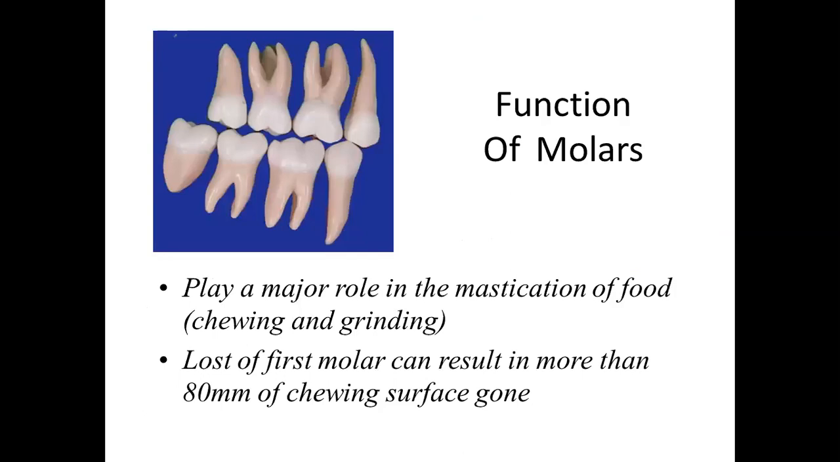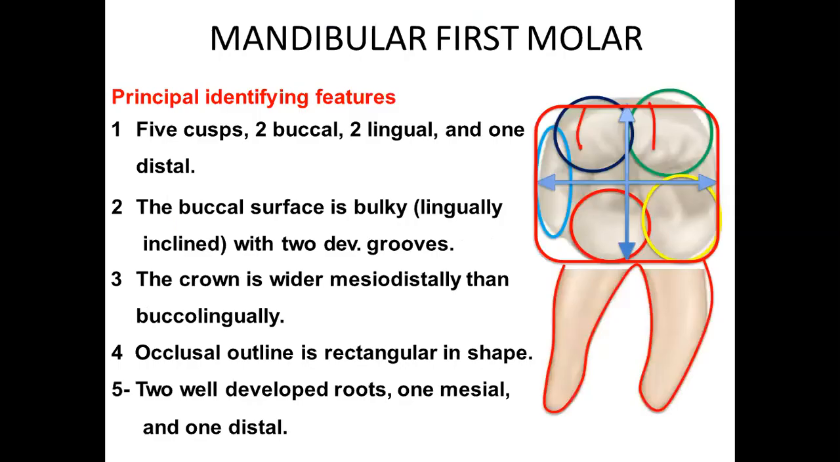When we talk about the functions of molars, they have a very major role in the mastication of food, the chewing and grinding of food. So if the first molars are lost, it will lead to more than 80 mm of chewing surface gone. So it has a very major role in the mastication, in the chewing process.